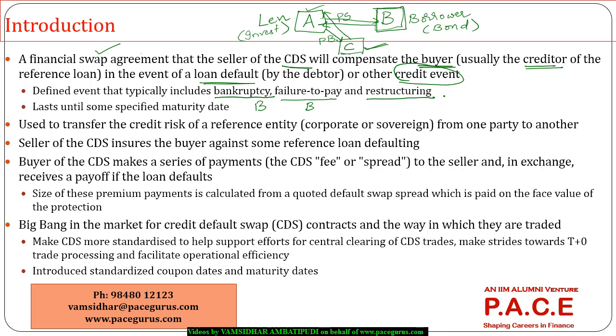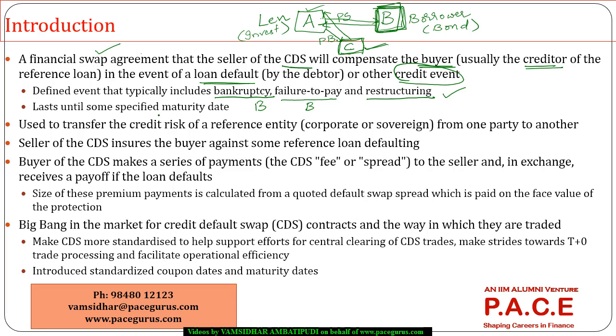Now any one of these things occurring would be treated as a credit event, and once a credit event occurs, the protection seller has to compensate the protection buyer for the amount of loss that the party is getting because of the default of the reference entity. The reference entity is the bond of B.